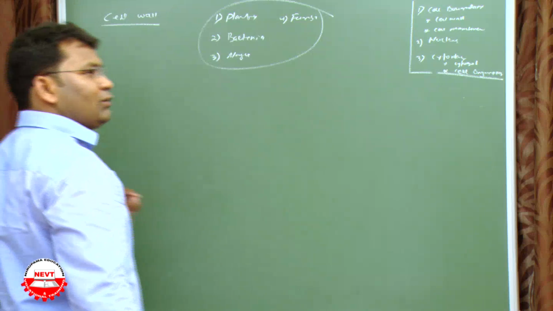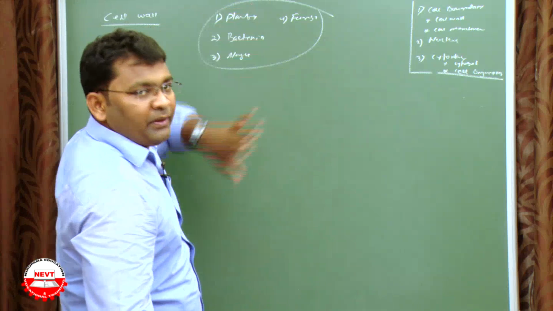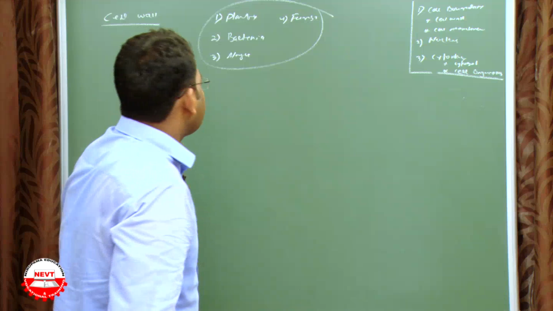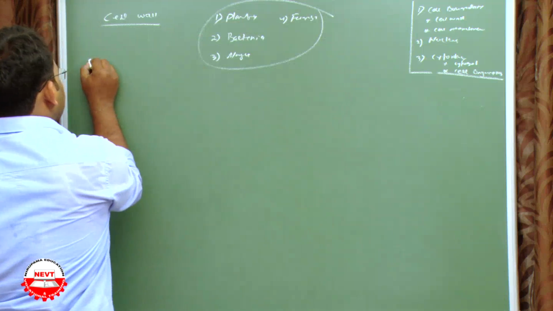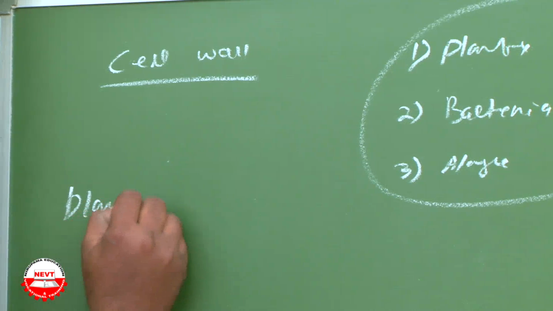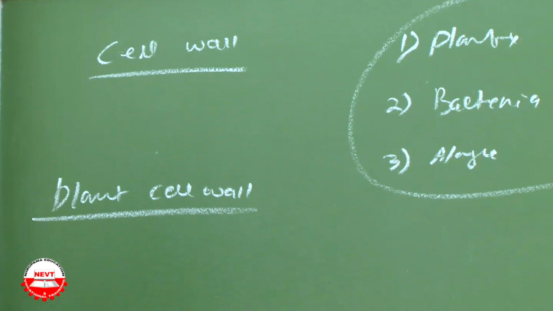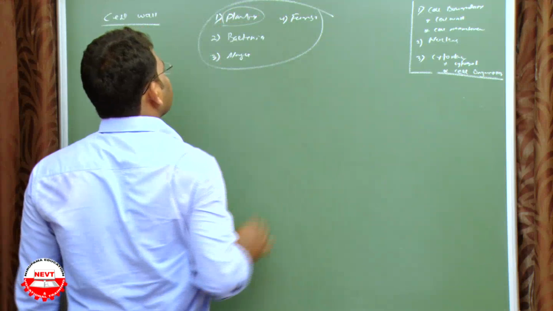But are all the cell walls similar? No, not exactly. Plant cell wall is made up of different types of chemicals. Bacteria, algae, fungi contain different types of cell walls. So first we'll discuss the plant cell wall, then we'll go to the other parts. Basically our part is the plant cell wall.